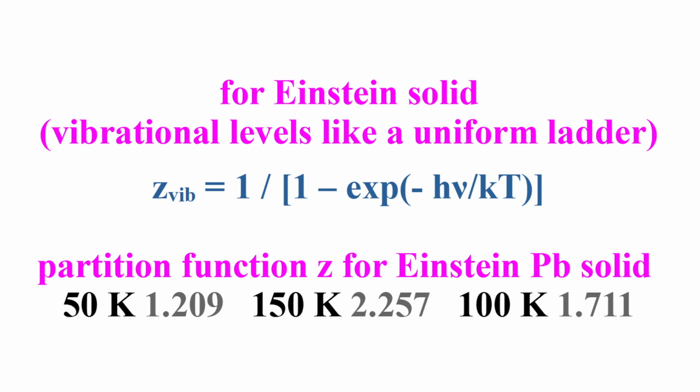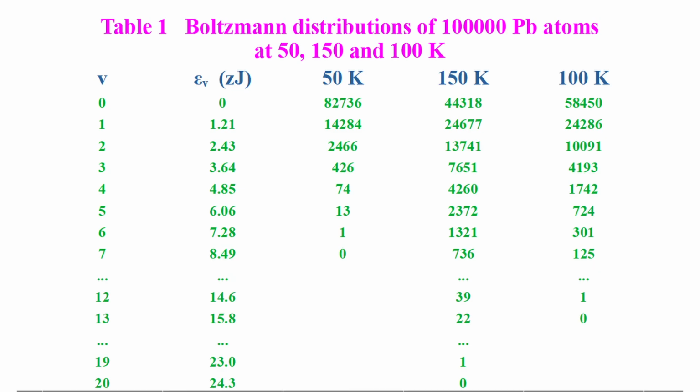An Einstein solid is one in which, by definition, each particle executes simple harmonic motion, namely vibrational motion that obeys Hooke's law, which states that the restoring force is proportional to the displacement, and the allowed energy levels are like a uniform ladder with equal spacing. The results are shown in table 1.